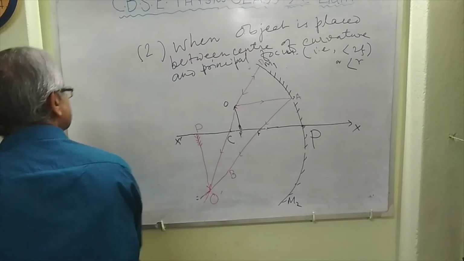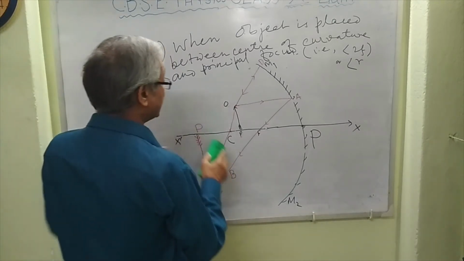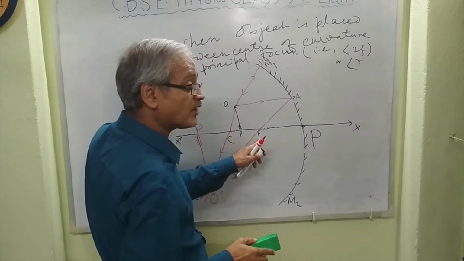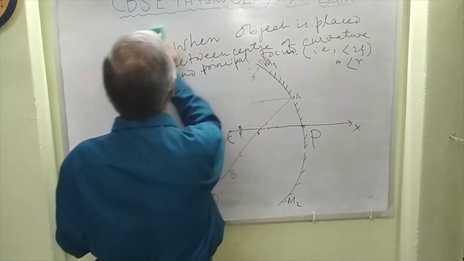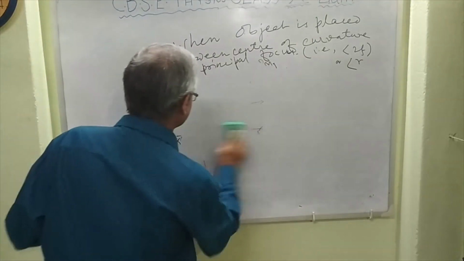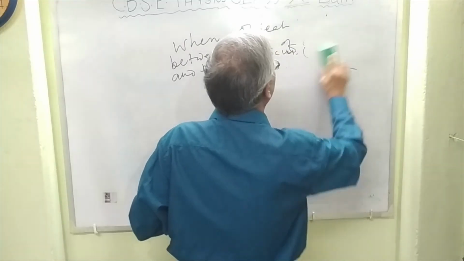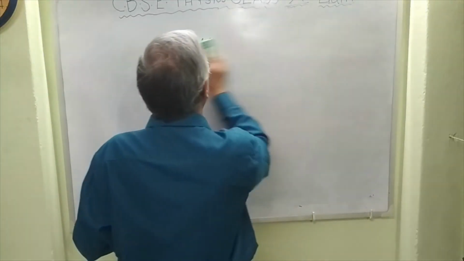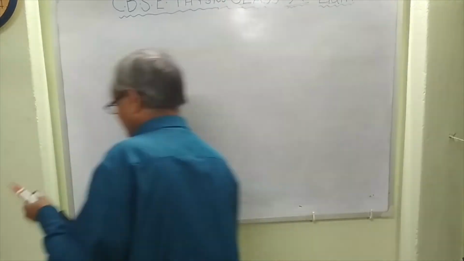Now we see what will happen if the object is placed at the focus, right? The object is at the focus, that is, the distance from the pole is the focal length.